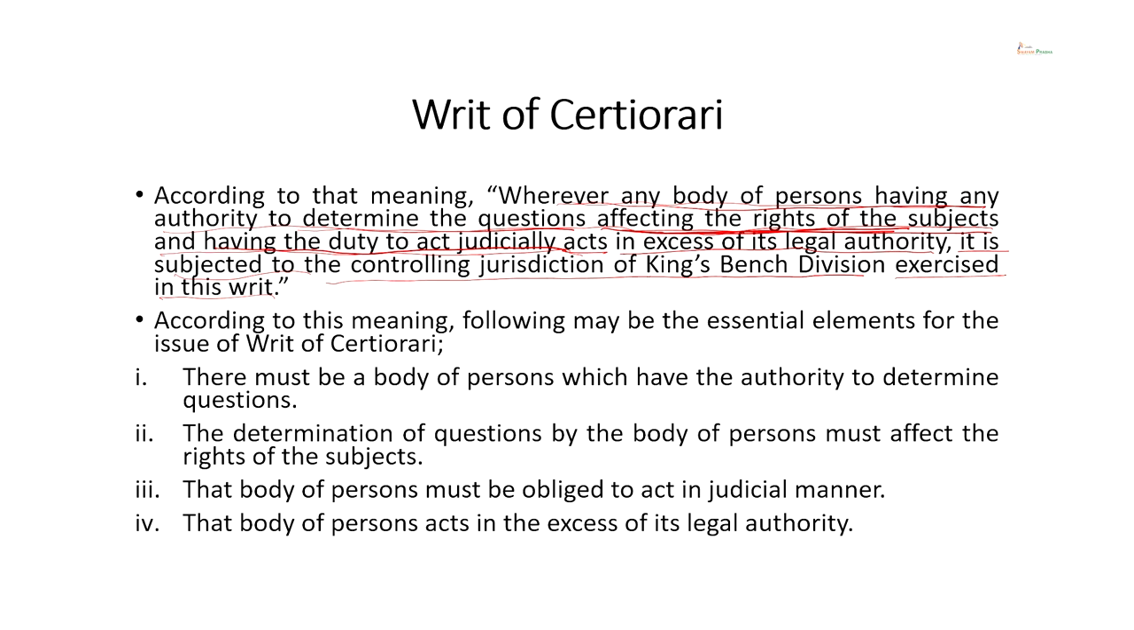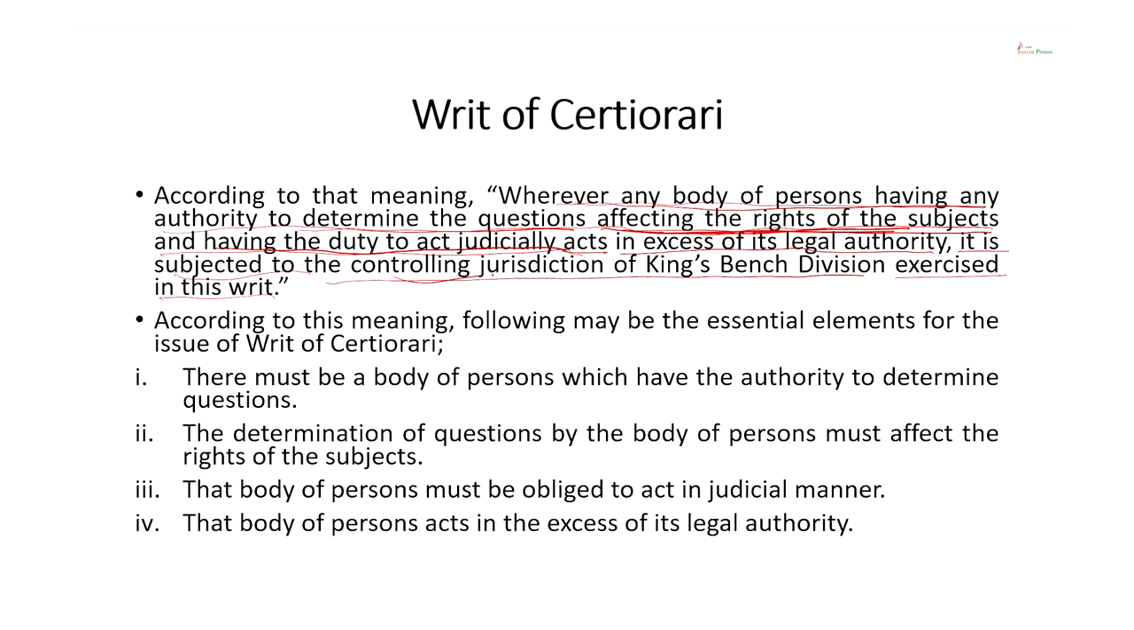It is also important for the writ of certiorari that the body of persons must also have the duty or obligation to act judicially. If these three conditions are fulfilled, then the next condition is that that body of persons, that authority, acts in excess of its legal authority. So, there must be a legal authority in the hands of the body of persons or the administrative body, and it acts in excess of the authority given to it. If these conditions are fulfilled, then it is subjected to the controlling jurisdiction of King's Bench Division exercised in this writ. On the fulfillment of these conditions, the administrative body is subjected to the review by the King's Bench Court, which is exercised in the writ of certiorari.